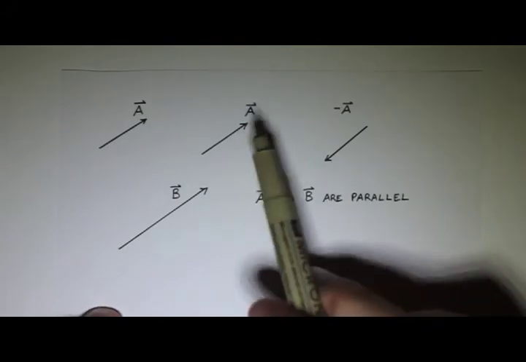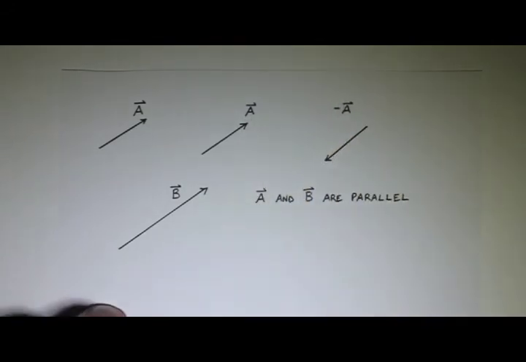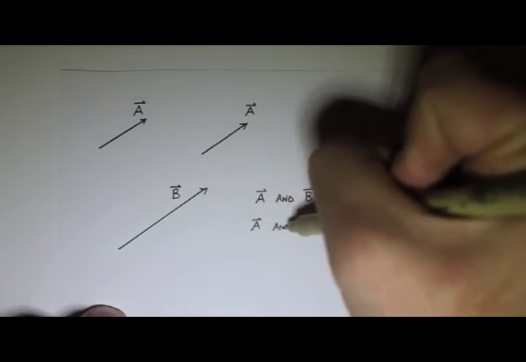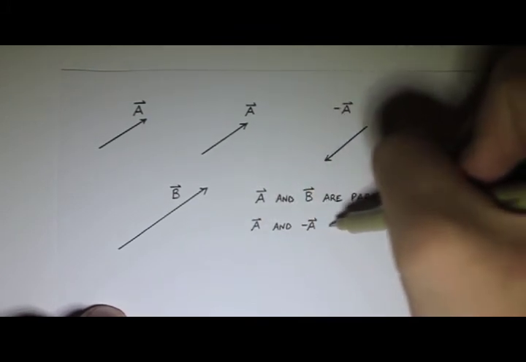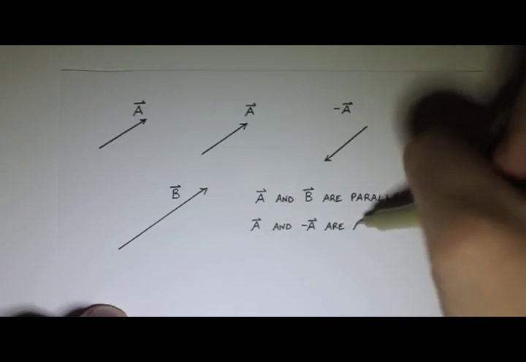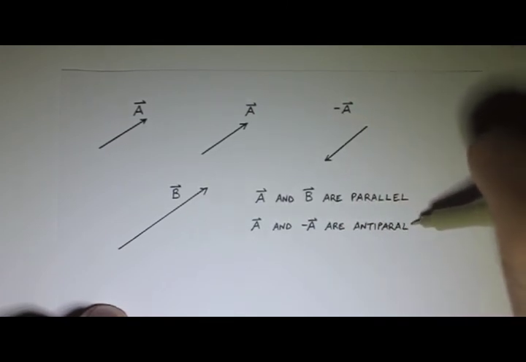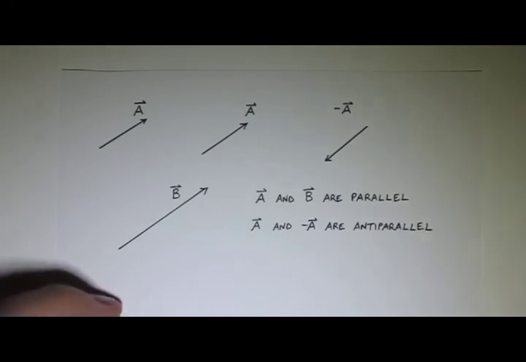And then the vector A and negative A, which are in opposite directions, and again, it doesn't matter the magnitudes. Here they happen to be the same, but they don't have to be. I could say that A and negative A are antiparallel, meaning that their orientation is exactly opposite. So it doesn't matter what the magnitudes are, it just matters that their orientations be completely opposite one another.